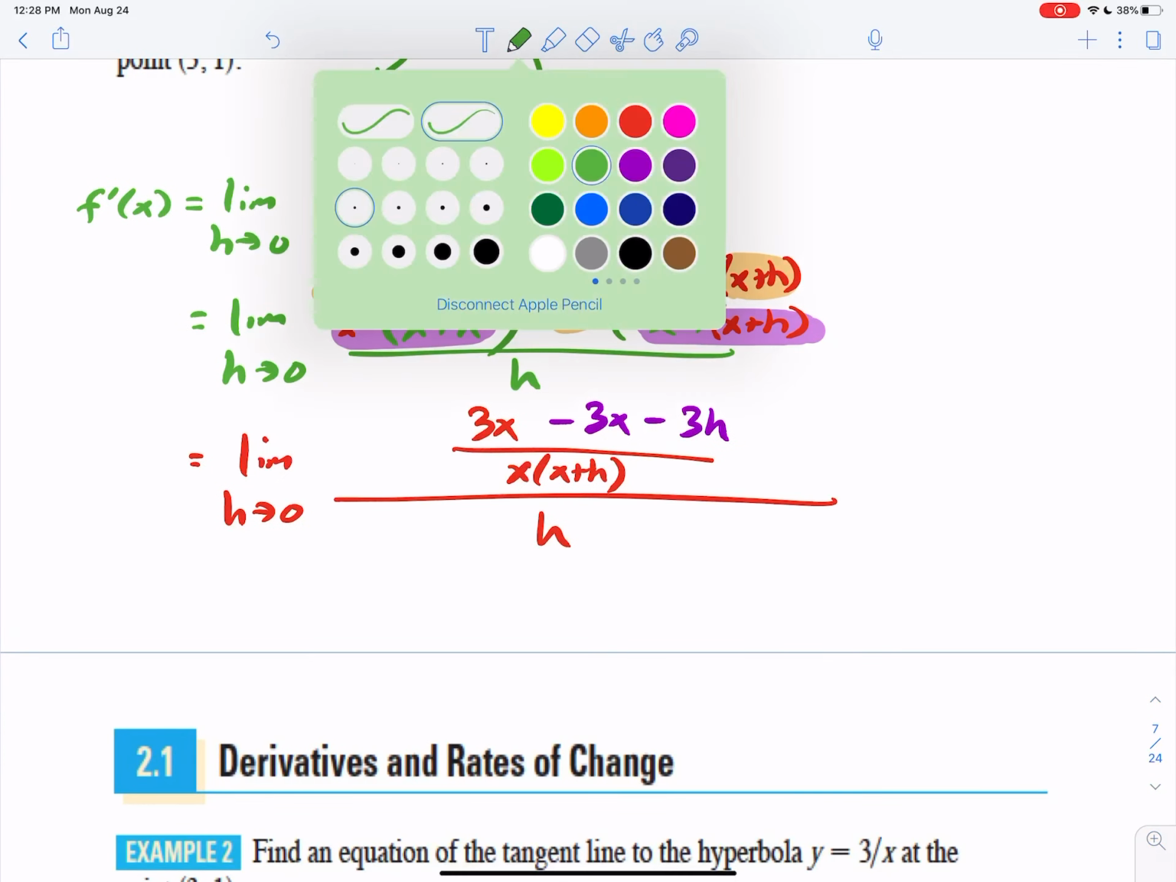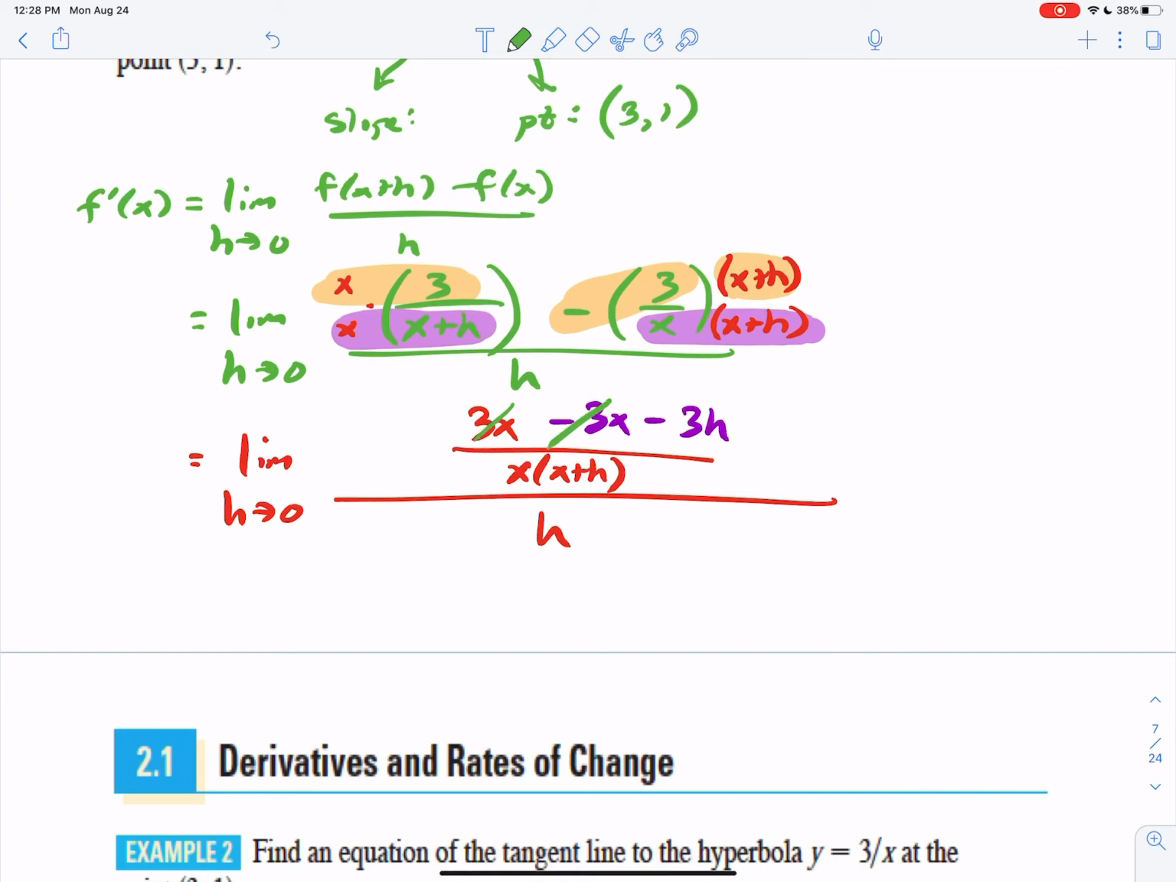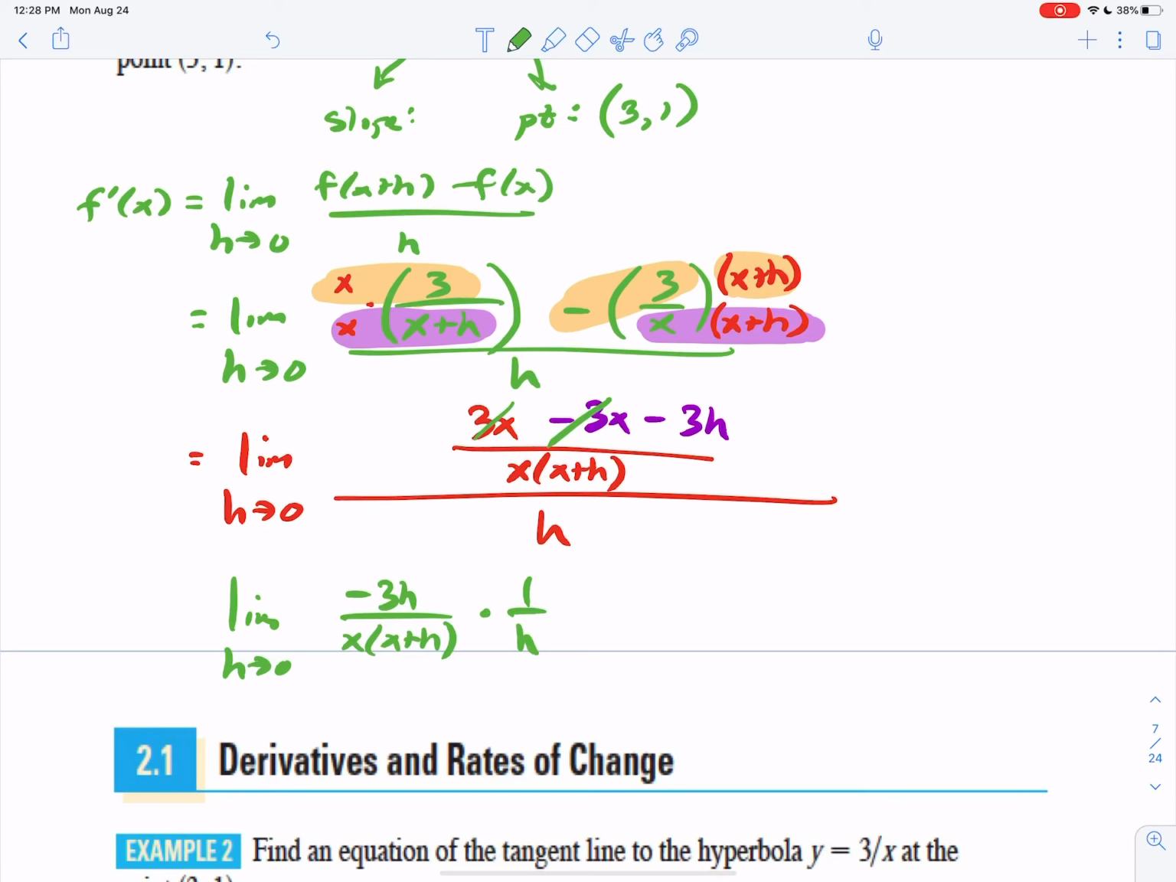Let's keep going. 3x minus 3x goes away. You guys are left with negative 3h over x times x plus h, divided by h, as h goes to 0. Now recall, how do we divide fractions? We multiply by the reciprocal. So I'm going to cheat a little bit here. I'm going to erase that, and I'll multiply by 1 over h, the reciprocal.